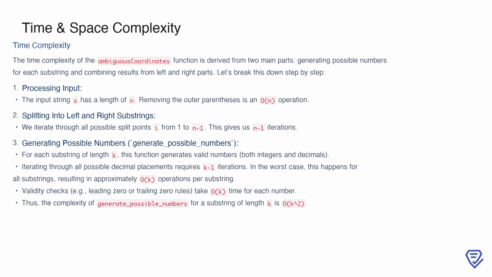generate_possible_numbers function. This function handles the generation of valid numbers, both integers and decimals. For a substring of length k, it iterates over all possible decimal placements, which requires k-1 iterations. Additionally, validity checks, such as ensuring there are no leading or trailing zeros, also take O(k) time per number. This means that for a substring of length k, the overall complexity of generate_possible_numbers becomes O(k squared). These steps form the foundation of our time complexity analysis.